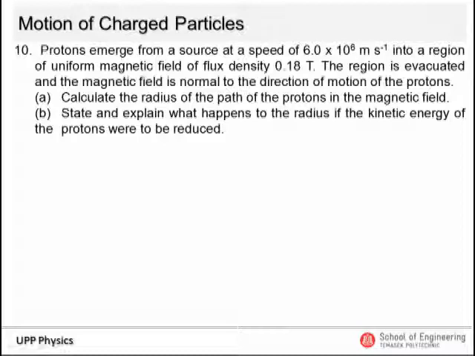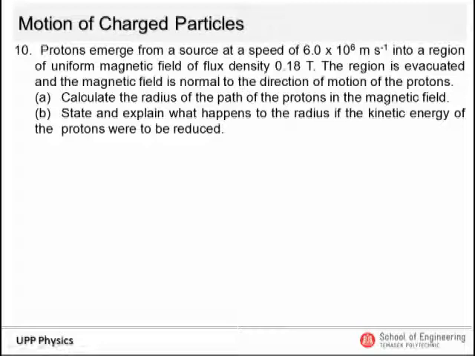Protons emerge from a source at a speed of 6.0 times 10 to the power of 6 meters per second into a region of uniform magnetic field of flux density 0.18 Tesla. The region is evacuated and the magnetic field is normal to the direction of motion of the protons. For part A, calculate the radius of the path of the protons in the magnetic field.